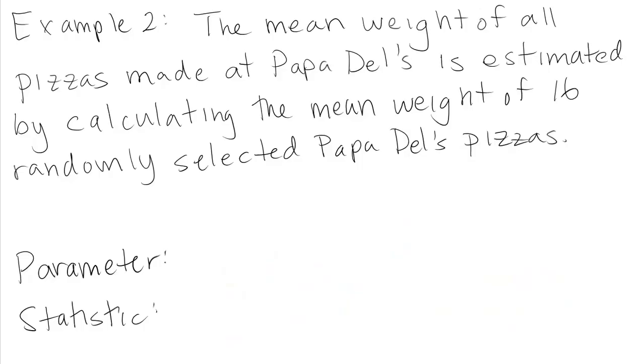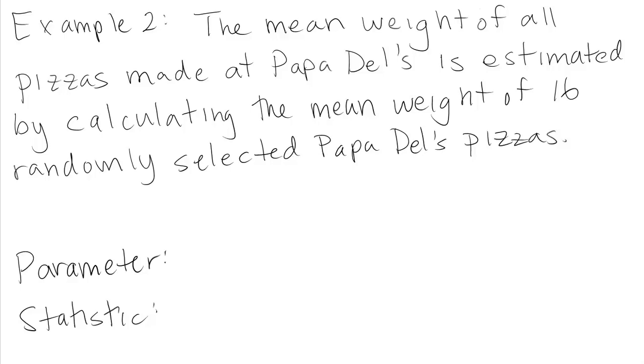I want to do a second example distinguishing between these two, a new example where we have to work it through all the way. So it says the mean weight of all pizzas made at Papa Del's is estimated by calculating the mean weight of 16 randomly selected Papa Del's pizzas. Man, I don't know why I made this example up. It's just going to make me hungry. Okay, so the goal of this is to figure out what is the parameter and what is the statistic. But before we can do that, there's a sub-goal, and that's identifying what is the population and what is the sample.